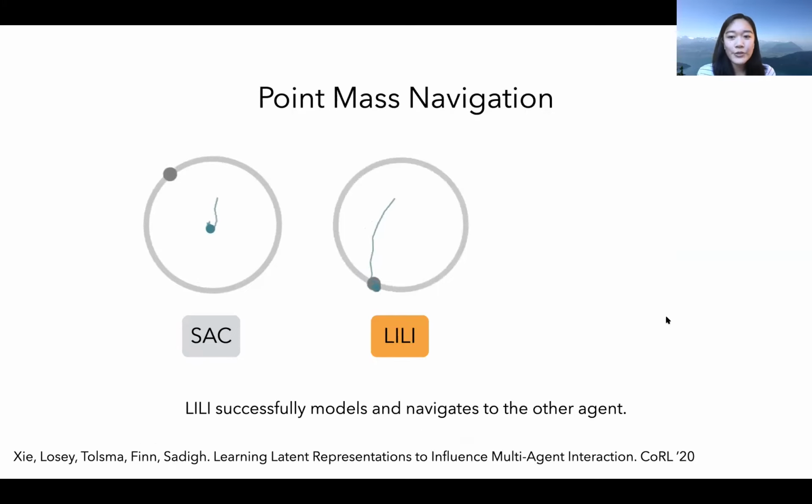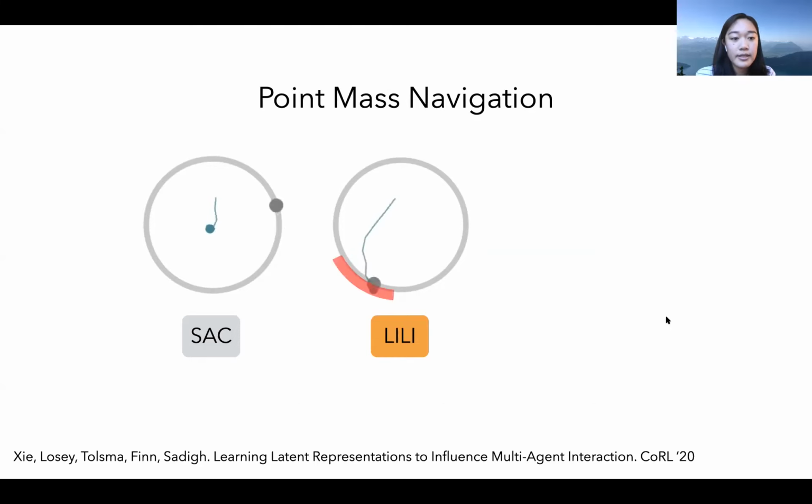In contrast to this, our method LILI can model the other agent's behavior a lot more successfully and capture the other agent. But notice that the other agent is being captured along this lower part of the circle, the red region. If the goal is to reach the goal as quickly as possible, then ideally the other agent should be situated at the top of the circle, and the ego agent should be influencing the other agent to move towards that blue region.